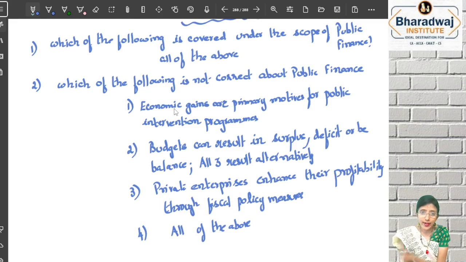Other two are correct. Budget can differ from all. And all three, after the semicolon, did you read? All three result alternatively. All three have equal chances of happening. One time I get surplus, next balanced, third thing. The actual answer is this. All of the above are incorrect.